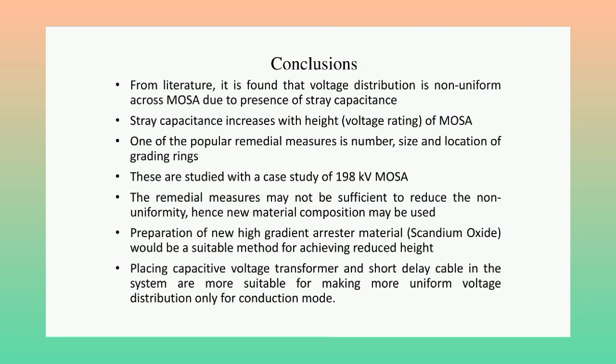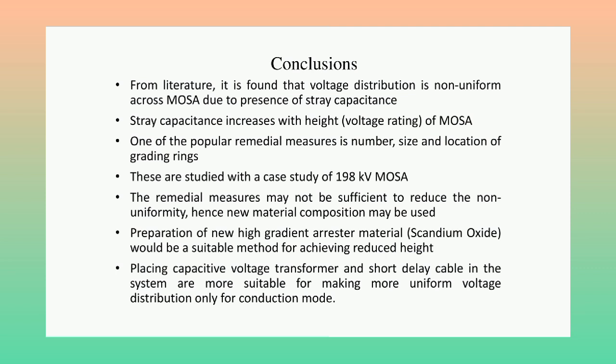Conclusions. From the literature, it is found that voltage distribution is non-uniform across the MOSA due to the presence of stray capacitance. Stray capacitance increases with the height and hence voltage rating of the MOSA. One of the popular remedial measures is the number, size and location of grading rings. These are studied with a case study of a 198 kV MOSA. The remedial measures may not be sufficient to reduce the non-uniformity, hence new material composition may be used.